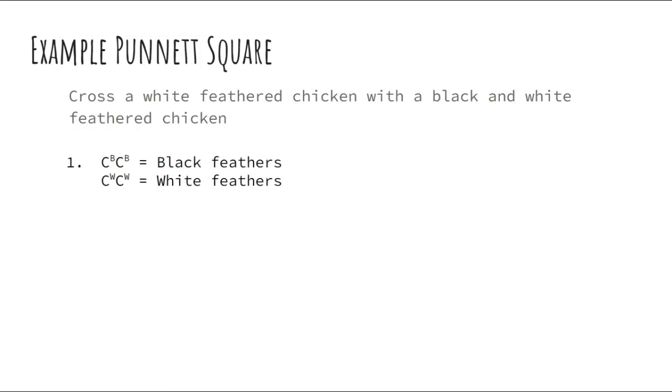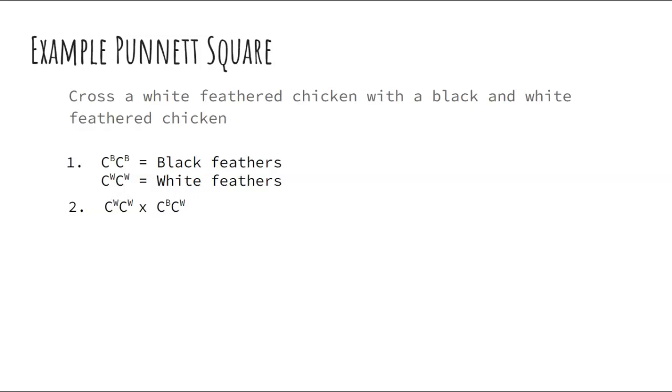Now I'm crossing a white feathered chicken, so I already know that to be white feathered, my genotype is going to be CW. And I'm crossing that with a black and white feathered chicken, which means the heterozygous genotype. So pulling up my parental genotypes, I see that CW crossed with CB. That makes sense. I knew that because I was able to remember my allele key, and I was able to remember that black and white, because I'm showing both, means heterozygous.